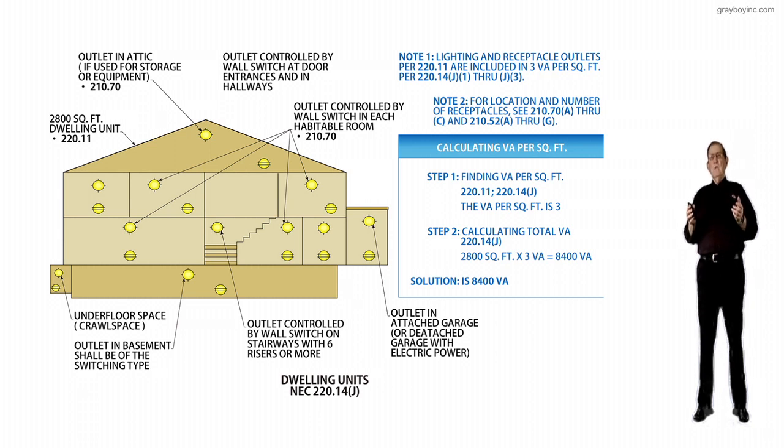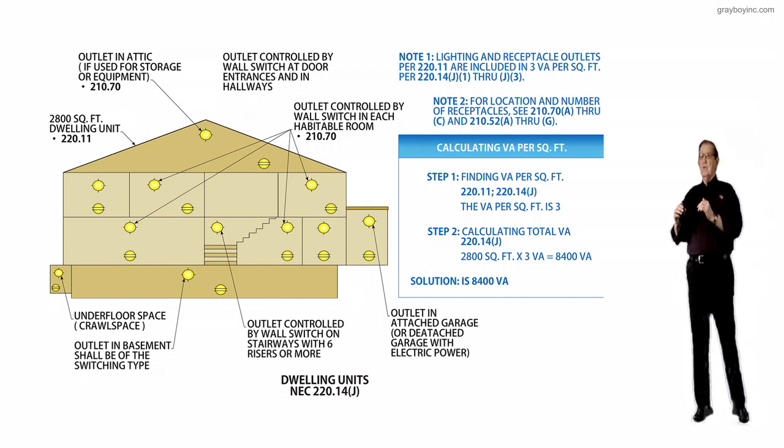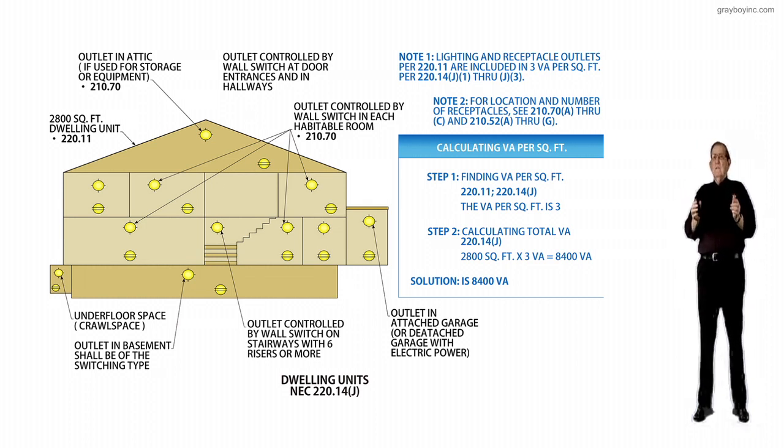So when you look at this rule here, all we're doing is calculating the general lighting load, which would include all lights, units, and all receptacles except the small appliance circuits and direct circuits, which your inspector is going to divide into those three type loads. Now, let's look at the calculation.